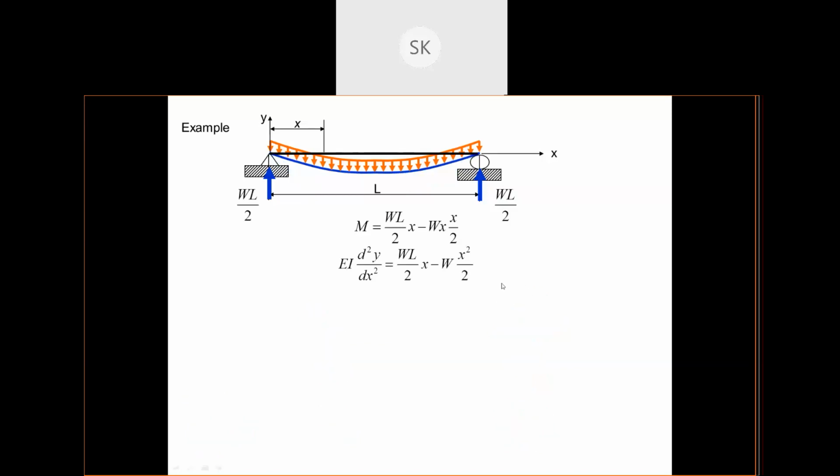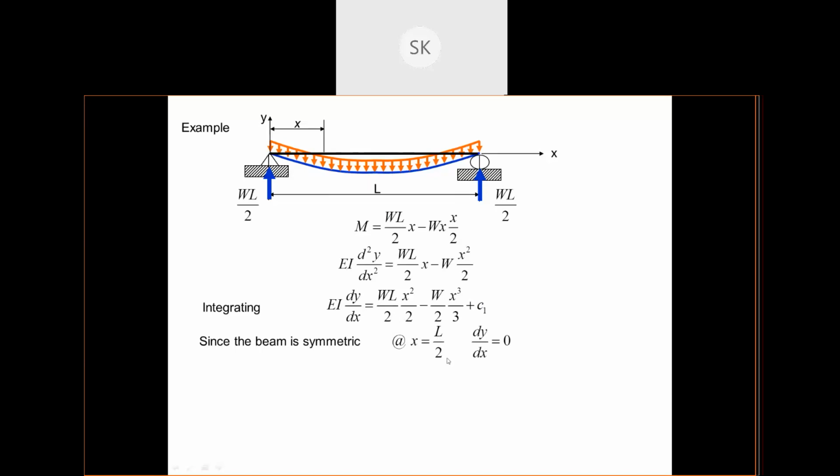So I got the equation, integrated it, and got a constant C1. Find out the value of C1 with the boundary condition. Now this is dy by dx, so you will get to know which boundary condition you need to apply. We know dy by dx is 0 at the midspan, so we replace x by L by 2 and dy by dx equals 0 to find out the value of C1.